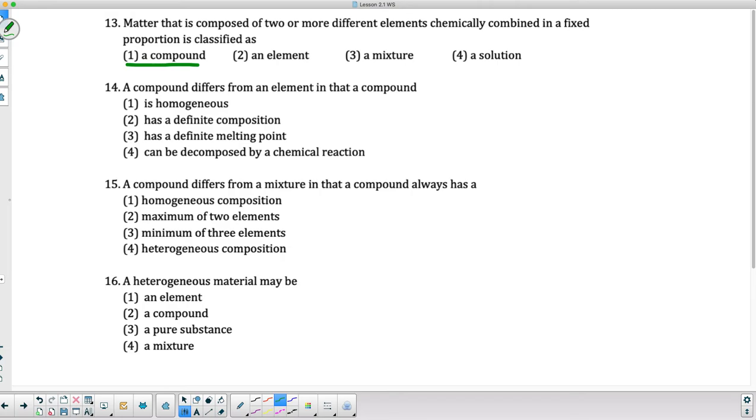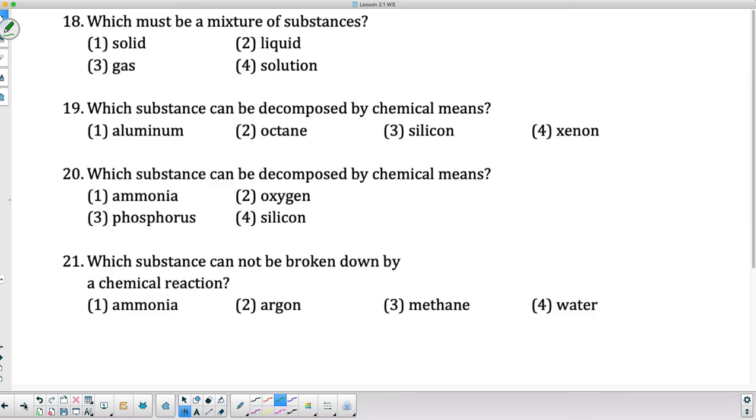A compound differs from a mixture, and that compound always has a homogeneous composition. And that's because it always has the same number of atoms of each element, such as water with 2 hydrogens and 1 oxygen, carbon dioxide with 1 carbon and 2 oxygens, and that gives it a homogeneous composition. Heterogeneous, I'm skipping every other one here, so let's keep going.